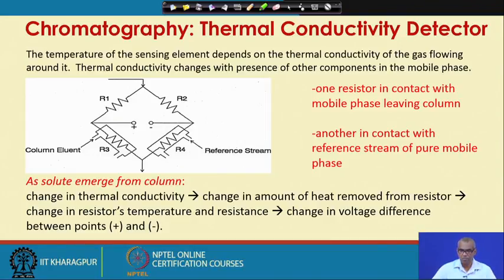So, the mobile phase having different components will have different thermal conductivity. So, when the mobile phase flows around a sensing element, the temperature of this element will depend on the components of the mobile phase, because the components in the mobile phase will determine the thermal conductivity of the mobile phase, and depending on the thermal conductivity, the temperature of the sensor will be determined.